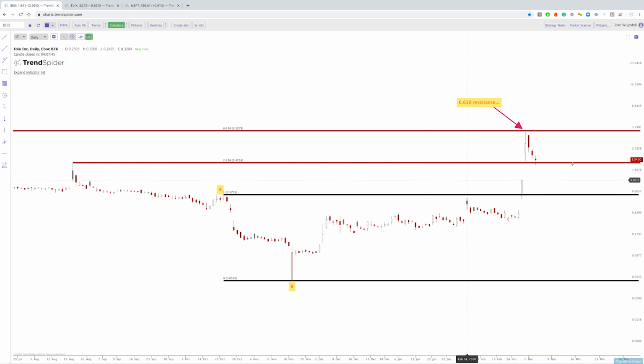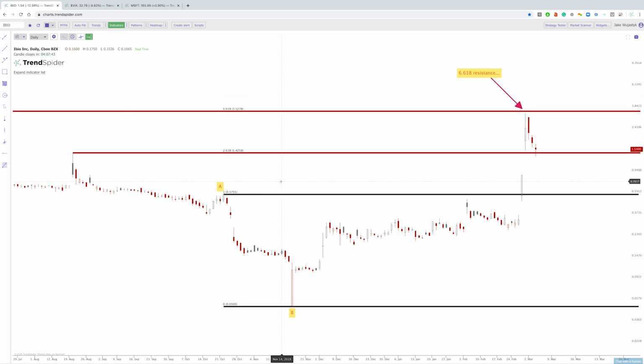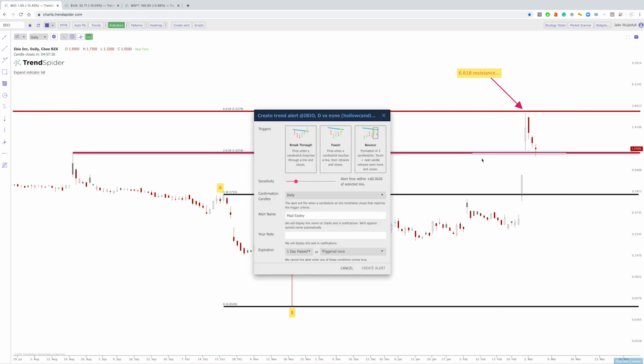What's really nice about this is using it with an alert on a Fibonacci level, which you can simply do by right-clicking and creating an alert. The really important thing here is increasing or decreasing your sensitivity. Let's say you want a margin of error of around 20 cents. Notice as I move this, the alert is going to fire within 20 cents of this selected fib level. That's really powerful and gives you the ability to look for areas that aren't necessarily going to hit precisely.